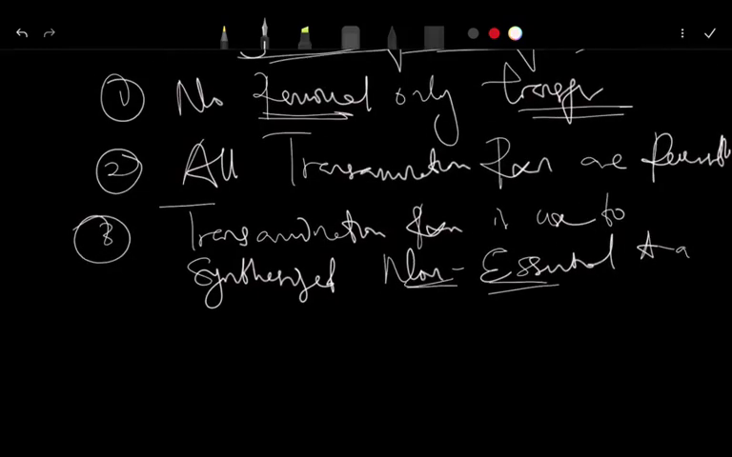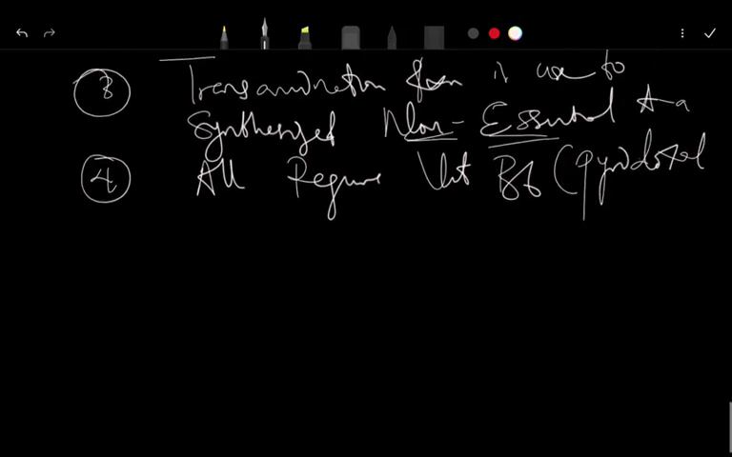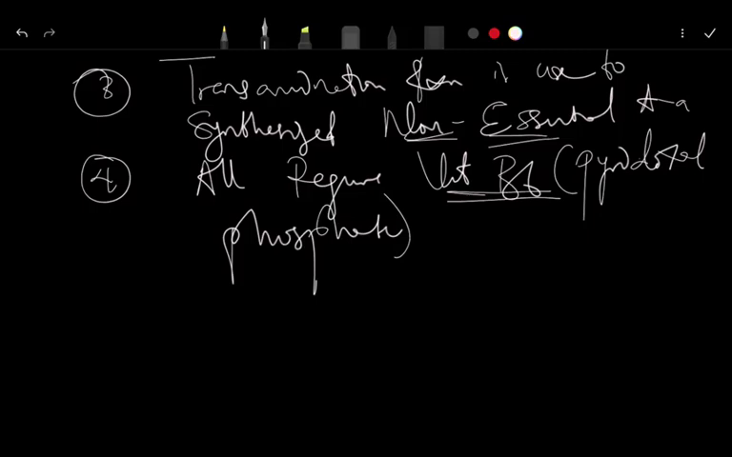So number one, there is no removal, only transfer. Number two, all transamination reactions are reversible. Number three, transamination reaction is used to synthesize non-essential amino acids. Number four, all transamination reactions require vitamin B6, called pyridoxal phosphate. Very, very important.